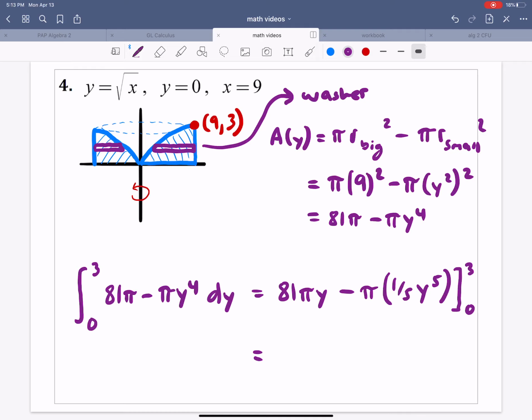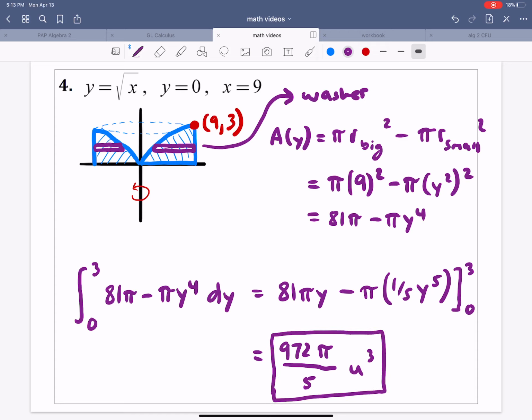I'll let you do it. Again, this isn't the right spot for me to show you how to do that. If you do it and you do it correctly, you should have gotten 272 pi over 5 units cubed. Final answer. That, ladies and gentlemen, is how you find the volume in calculus when you rotate areas across the y-axis.